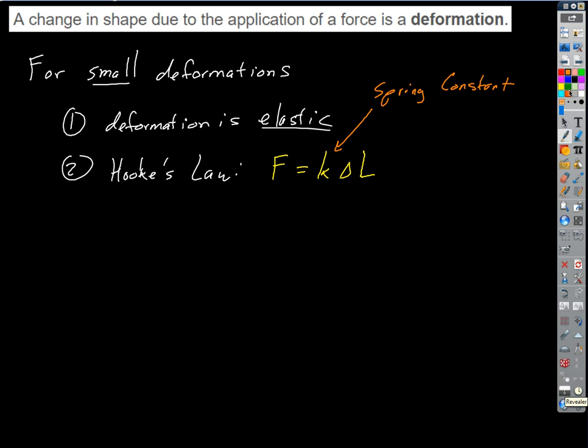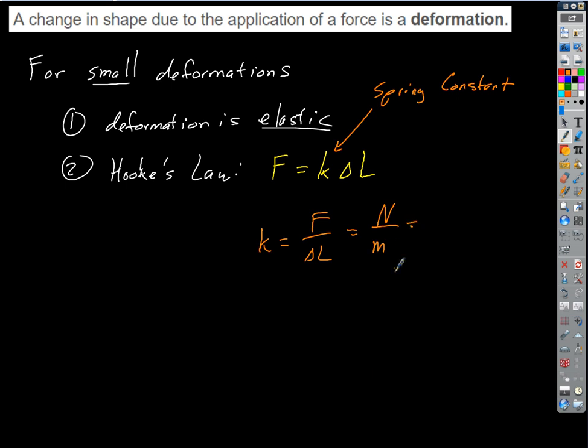Would you agree that k just equals F over delta L? So if we want to know the units of k, all you have to do is figure out the units of F divided by the units of delta L. And that's going to be Newtons over meters. And what's a Newton? A kilogram meter per second squared.